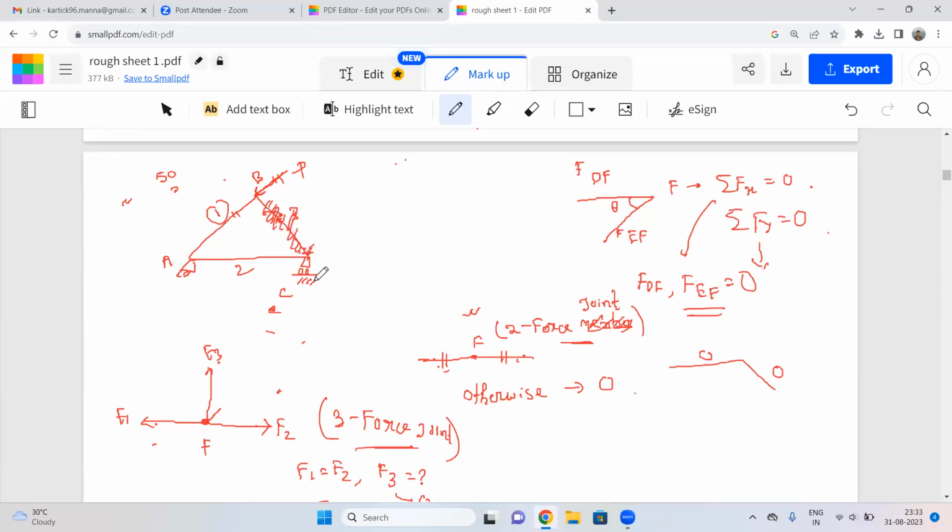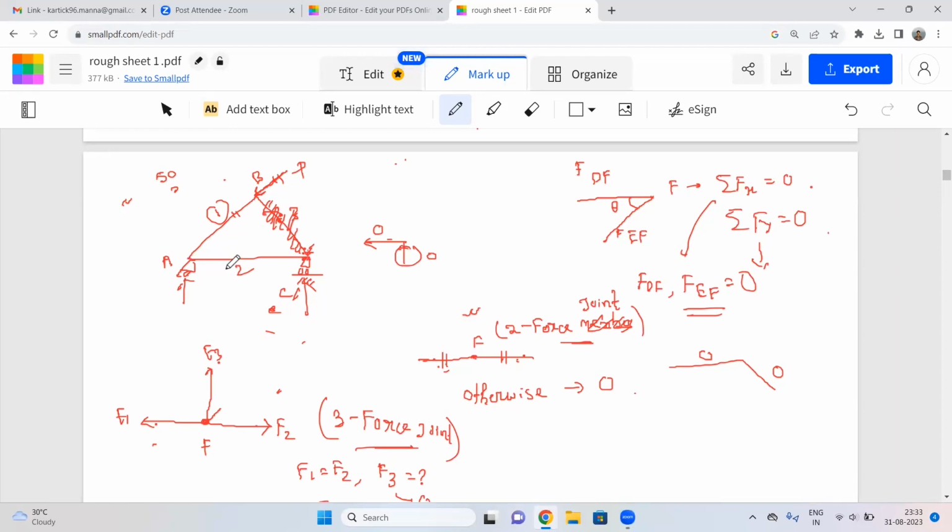Now if this is gone, check here at point C, there are only two forces, right? So you will get these values also 0 and this one is also 0, right? So you will get things at point A only.